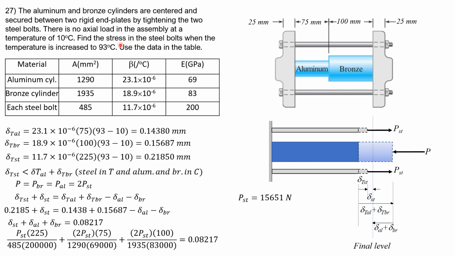Then the stress is equal to force over area. So you divide 15,651 over 485. Then we get the final stress in the steel rods, steel bolts, as equal to 32.27 megapascals tension. So that's it for this final problem.